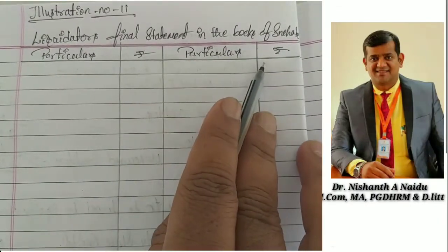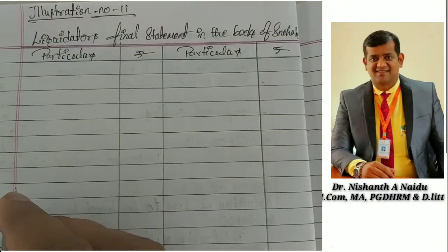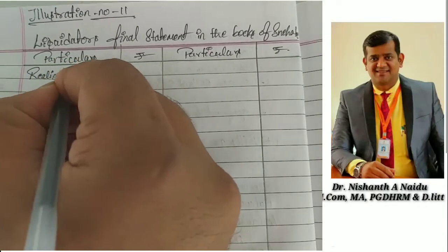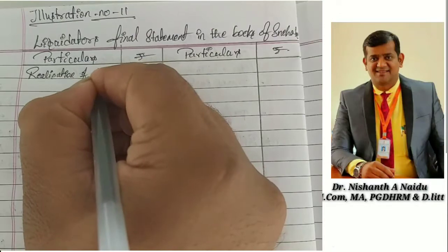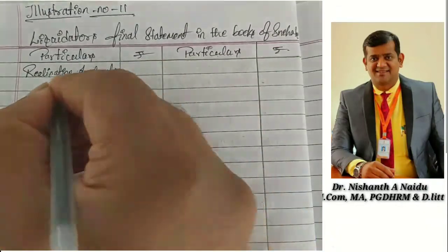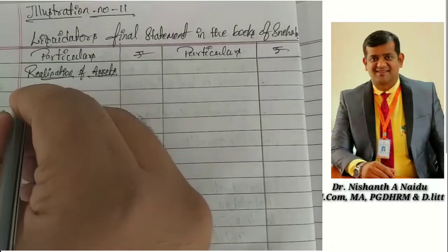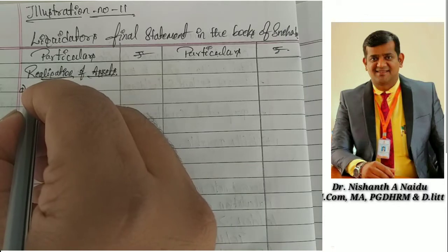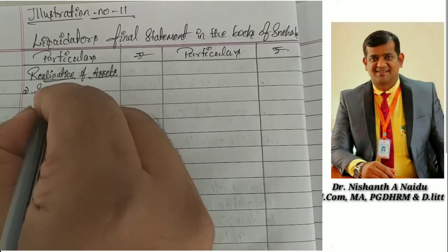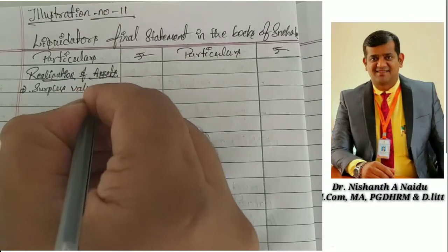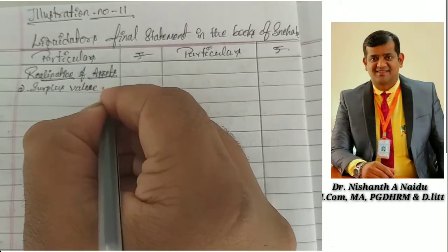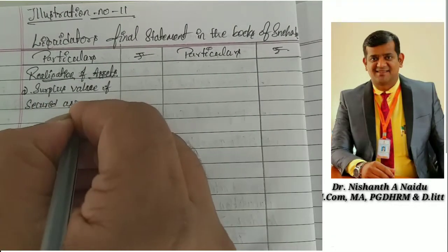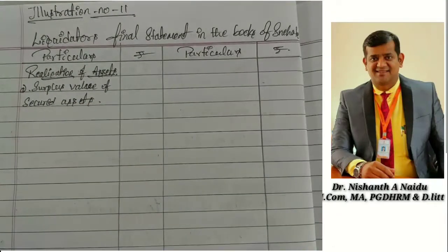Particulars rupees, particulars rupees. So what is the item first we record here? So that is realization of assets. So under that point A, we always take surplus value of secured assets.